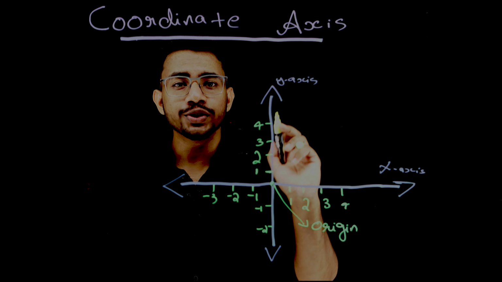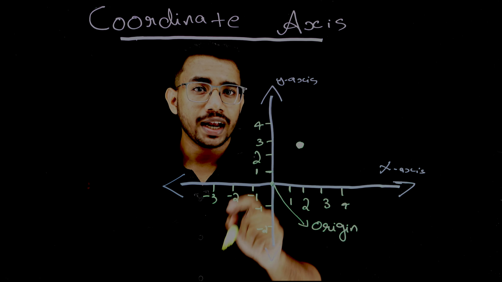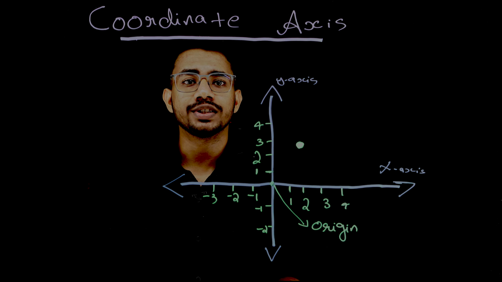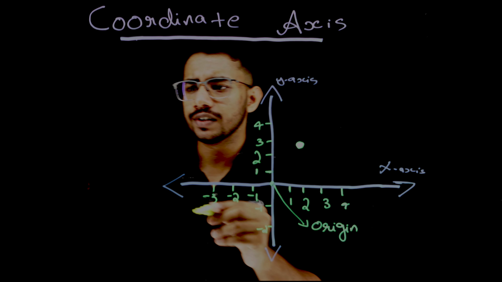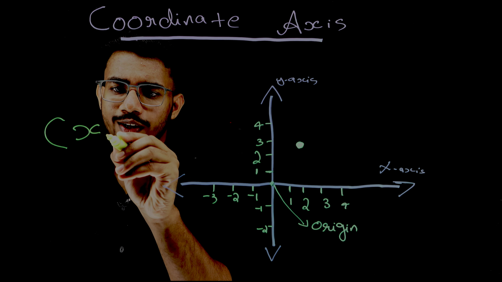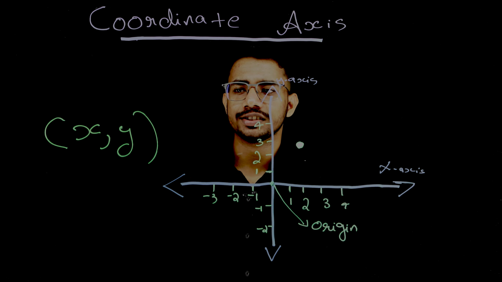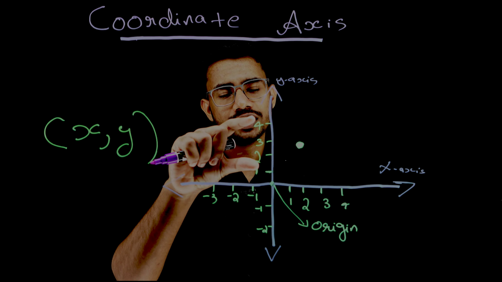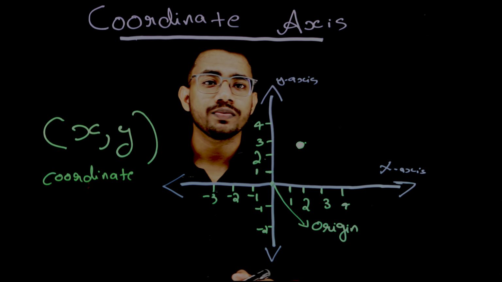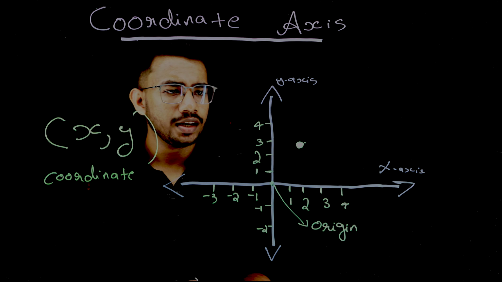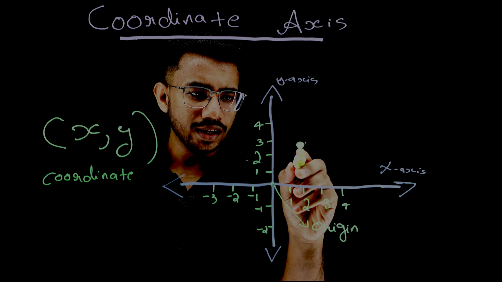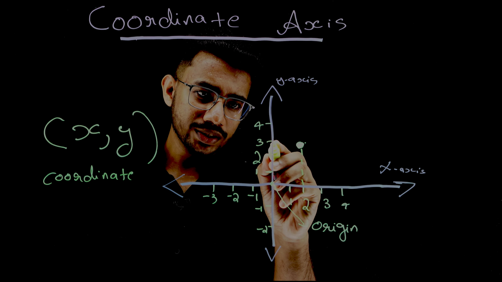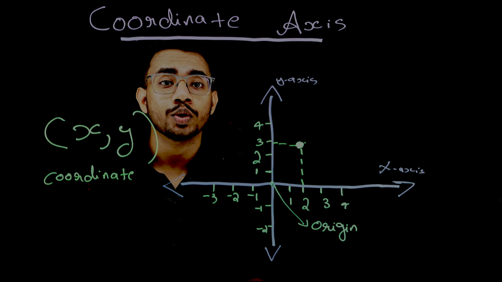Now, to define the position of this point, I require a coordinate. And that coordinate consists of the x value, which is a horizontal distance, and the y value, which will be my vertical distance, and the general format is x comma y. I always write the x distance or the horizontal distance first, and the next thing I will write is the y distance or the vertical distance. Now we have to find the position of this point, and for that, let's say I'm dropping a straight line like this and it is landing on 2, and if I draw a straight line like this, it is landing on 3 as well.